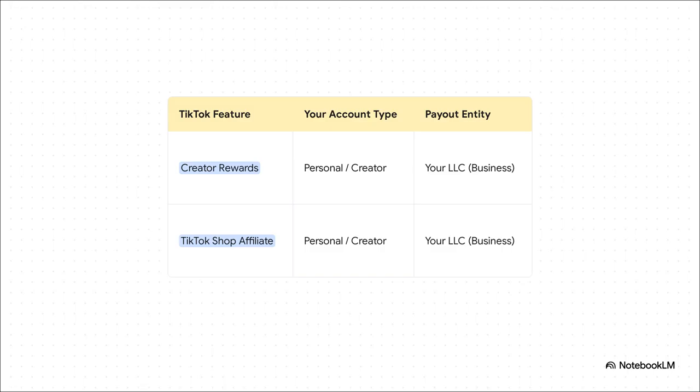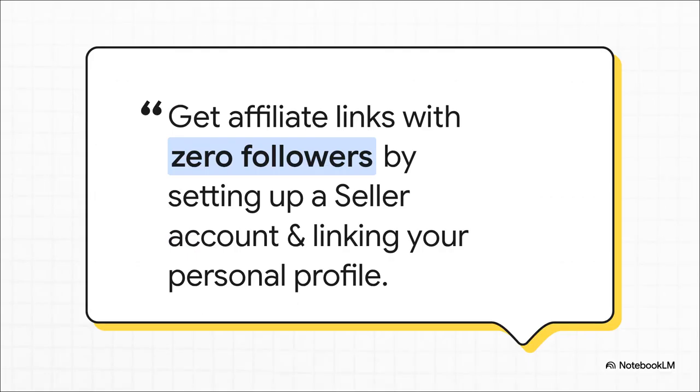Now here is a game-changing hack, especially for anyone who wants to get into affiliate marketing right now. Instead of waiting to hit some high follower count, you can go and create a TikTok seller account. Then, inside the Seller Center, you link your personal TikTok profile as a marketing account. This little move instantly gives your personal account the power to add product links to your videos, totally bypassing the normal follower rules. It's an amazing workaround.